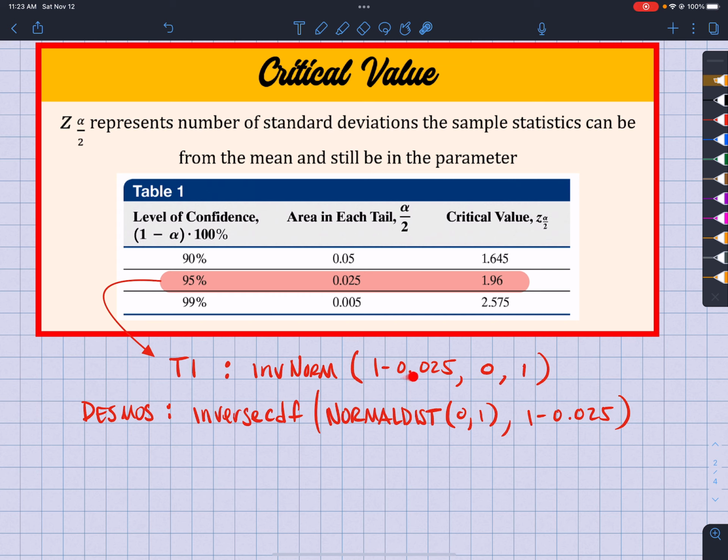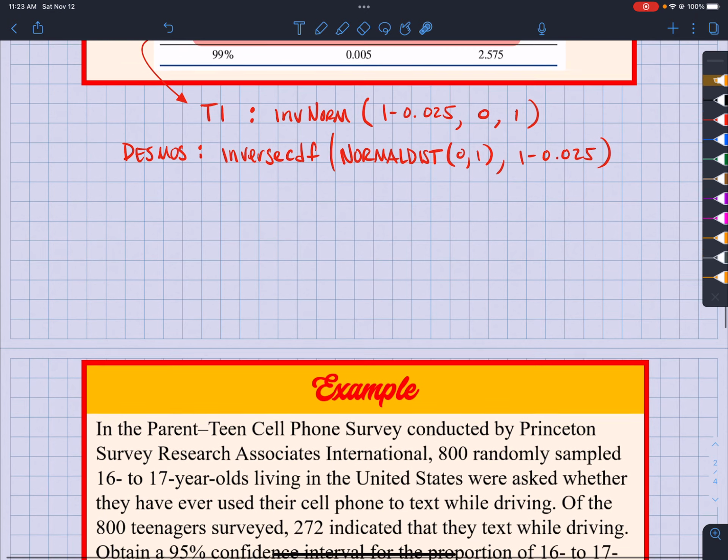Again, if you put in just the 0.025, you're going to get the negative 1.96, but since it's symmetrical, that means we're going to use a positive 1.96. All right, so let's go ahead and head into an example here.